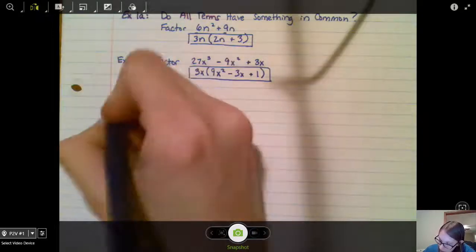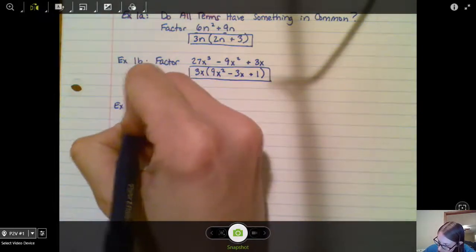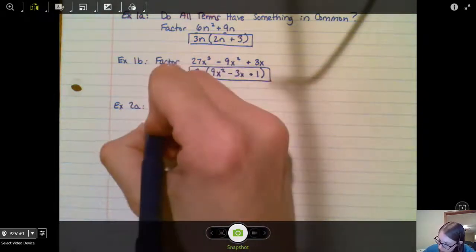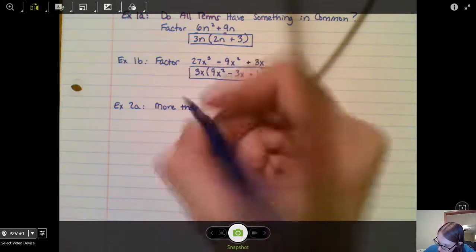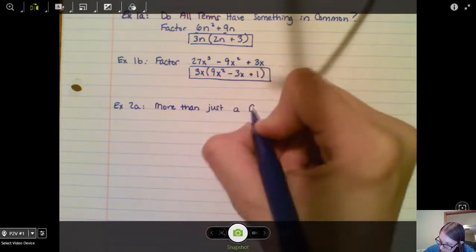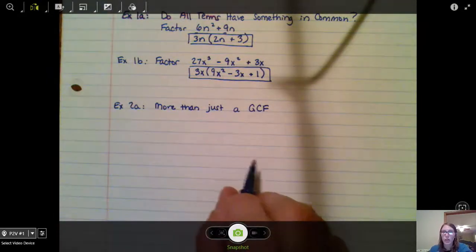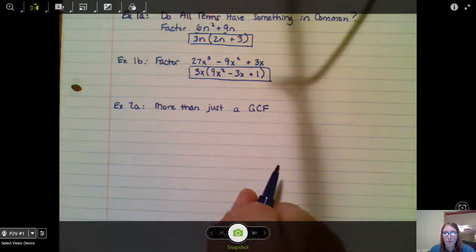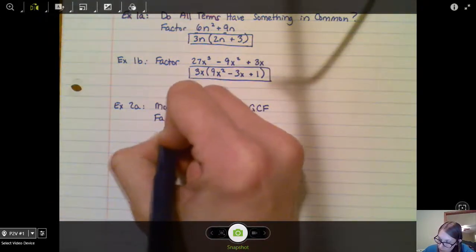Okay, example 2 here, we're looking at another type of factoring where we can do more than just a greatest common factor. And we will start off with having a greatest common factor, something that all of our terms have in common. So let's start off by factoring here.